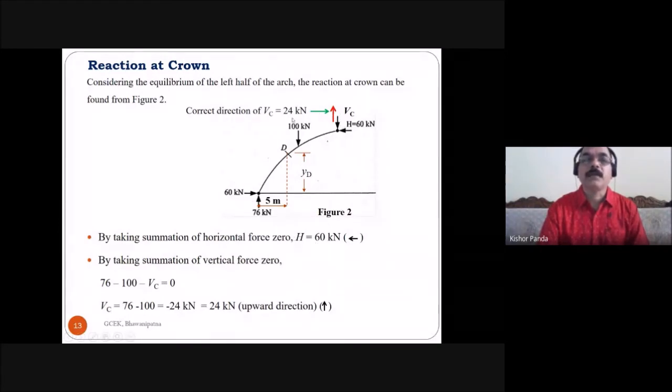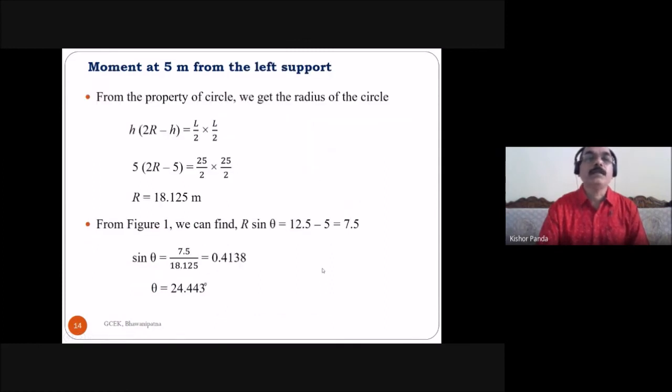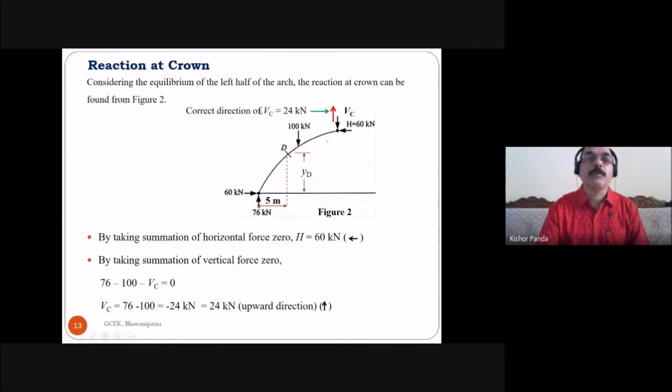The vertical reaction at the crown is 24 kilonewton in the upward direction, and the horizontal reaction at the crown is 60 kilonewton, in the left direction. Then find out the moment at 5 meters from the left support.